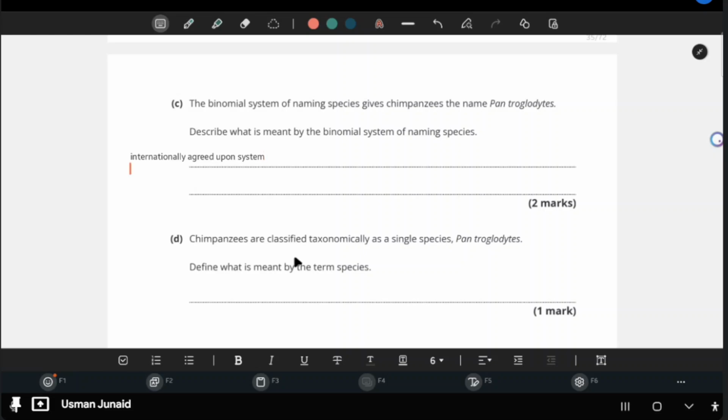And the second thing about it is it has two parts. The first part is genus, and the second is species. Exactly. Okay.